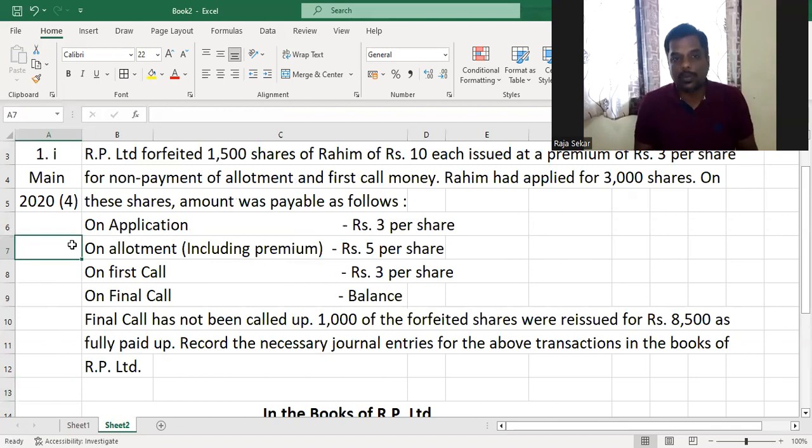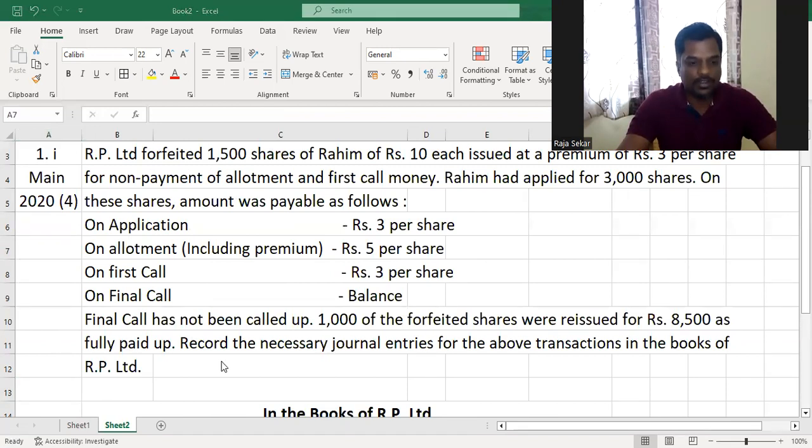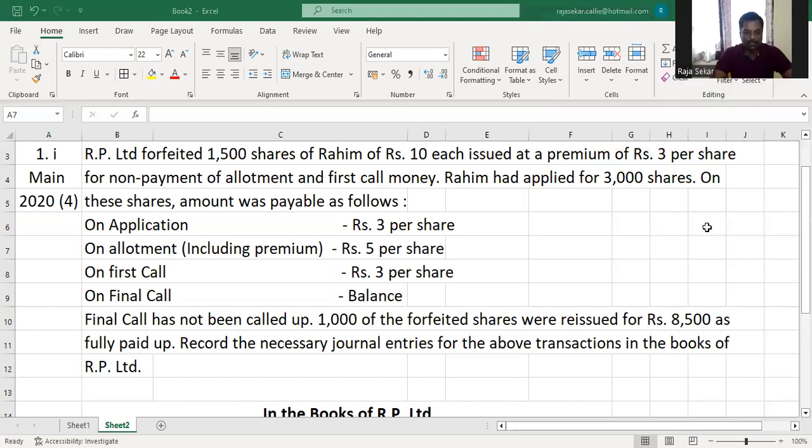Now I have taken this question from the main board examination of 2020. It's actually a 3-mark question. It's given as 4 here by mistake. It's a 3-mark question. Let me read the question for you guys. R.P Limited forfeited 1,500 shares of Rahim of rupees 10 each, issued at a premium of rupees 3 per share, for non-payment of allotment and first call money.